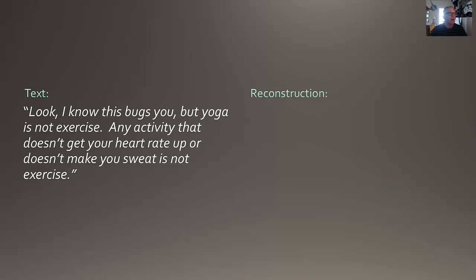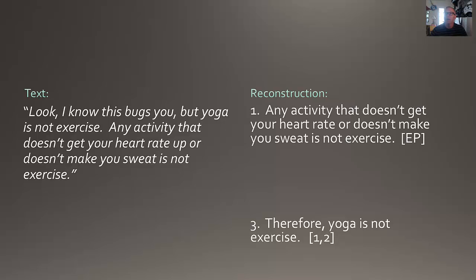So here's this guy who thinks that yoga is not exercise. What are his reasons? Well, first off, I've already given it away. The conclusion is yoga is not exercise. So that's the conclusion. Now, what, if any, explicit premises have we been given to support that conclusion? Well, this author, in the second sentence, thinks any activity that doesn't get your heart rate up or doesn't make you sweat is not exercise. So if I just leave this argument at what we've been given explicitly, I've got 1 and I've got 3. But pretty clearly there's a gap here, because there's an assumption, an implicit premise.